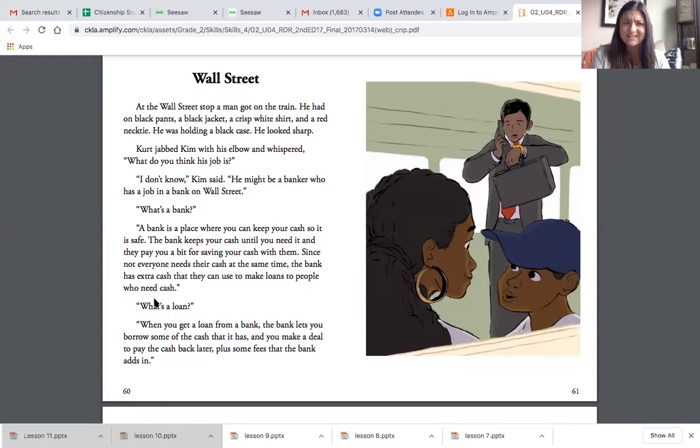Kurt jabbed Kim with his elbow and whispered, "What do you think his job is?" "I don't know," said Kim. "He might be a banker who has a job in a bank on Wall Street." "What's a bank?" "A bank is a place where you can keep your cash so it is safe. The bank keeps your cash until you need it, and they pay you a bit for saving your cash with them. Since not everyone needs their cash at the same time, the bank has extra cash that they can use to make loans to people who need cash. What is a loan? When you get a loan from a bank, the bank lets you borrow some of the cash it has, and you make a deal to pay the cash back later, plus some fees that the bank adds in."